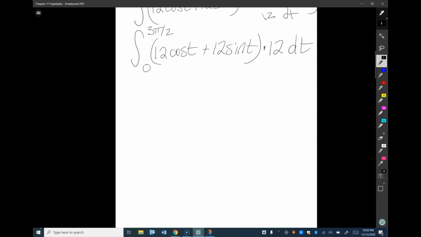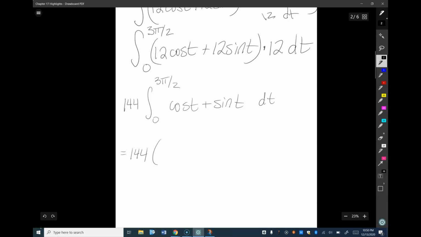So I've got a 12 here in common inside the parentheses. If I factor it out and combine it with the 12 outside, that will give me a 144 in front. And then we're just integrating cosine t plus sine t dt, which the antiderivative is going to be sine t minus cosine t.